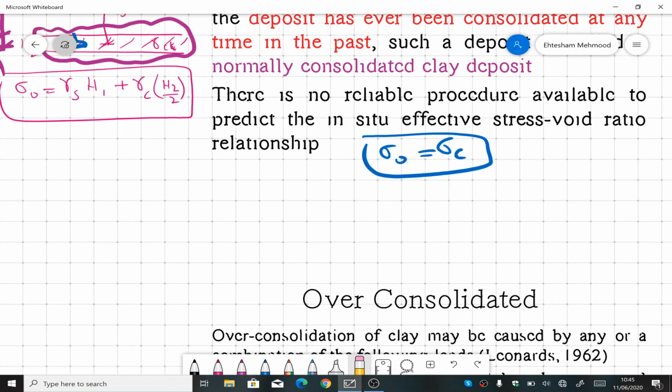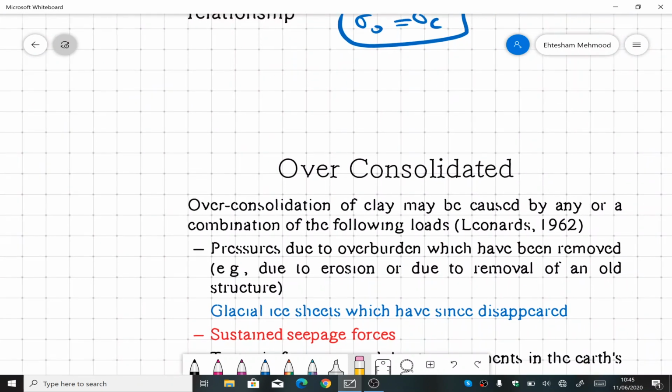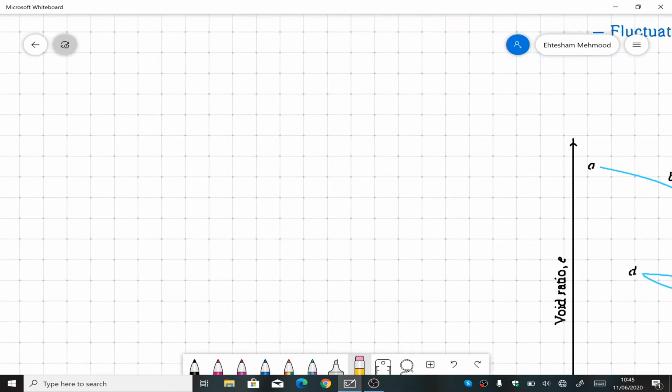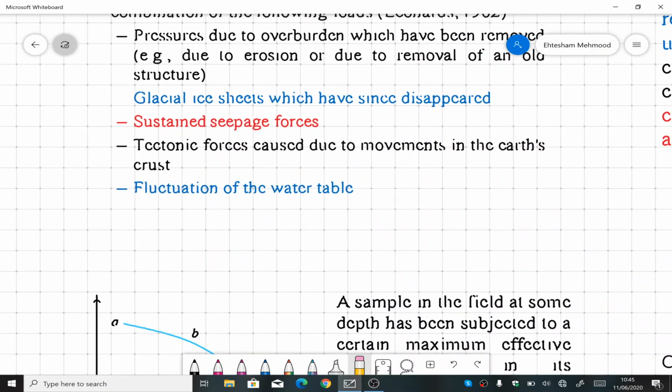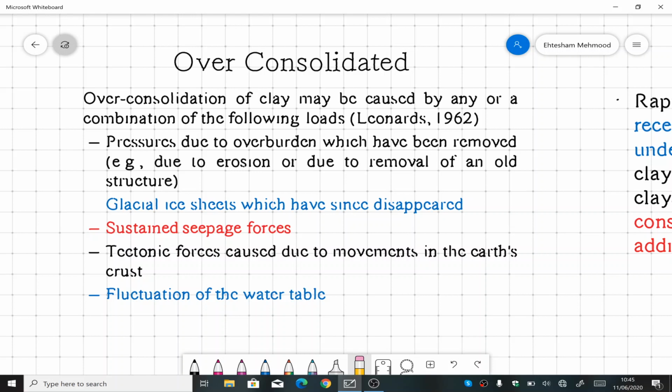So this was over consolidated soil. Now we go back. There can be many reasons for over consolidation. The first one is pressure due to overburden, which has been removed due to erosion or due to removal of an old structure. So there can be many reasons.